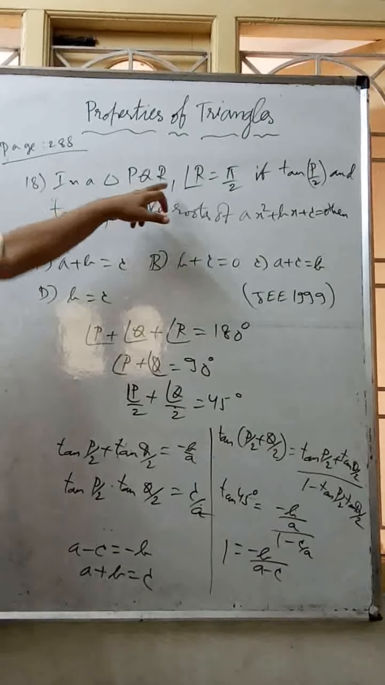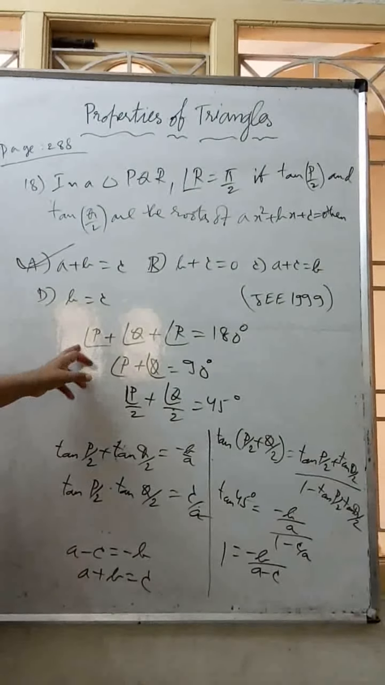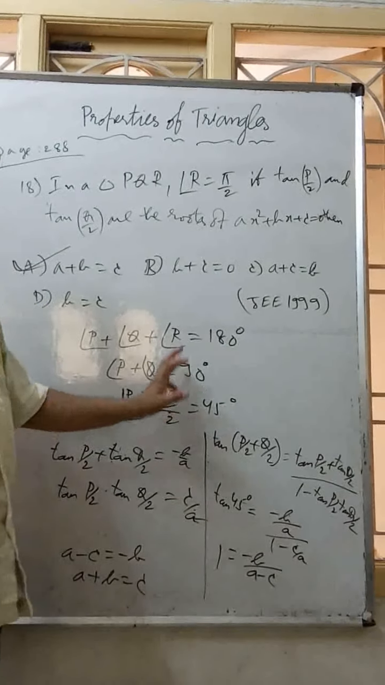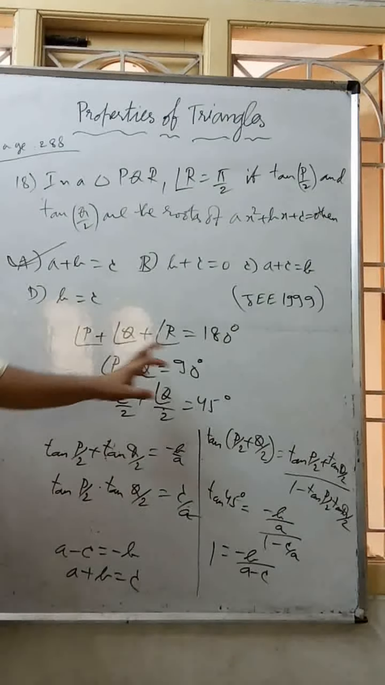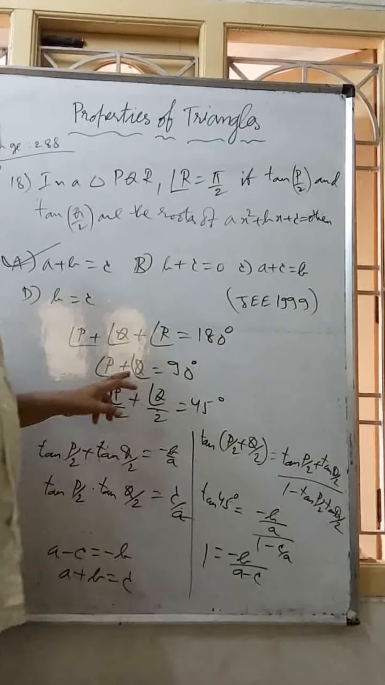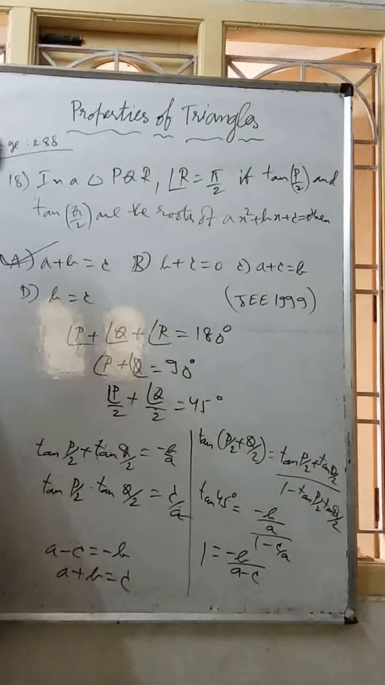Recap: it is given that angle R is 90 degrees. We know that P plus Q plus R is 180. Now R goes to that side, 180 minus 90, 90 degrees. So P plus Q is 90. I am dividing by 2 because I need P by 2 and Q by 2. So angle P by 2 plus angle Q by 2 equals 45.